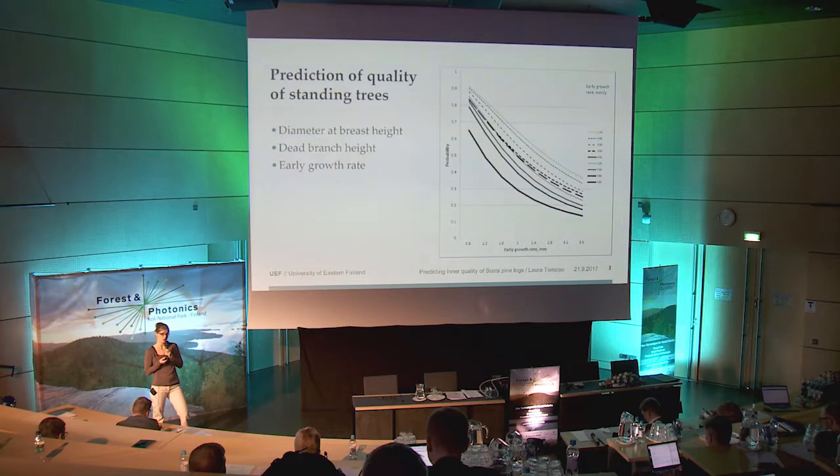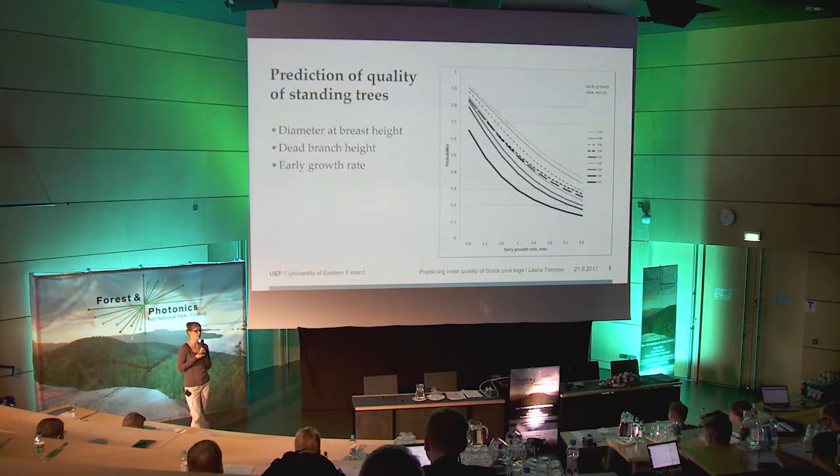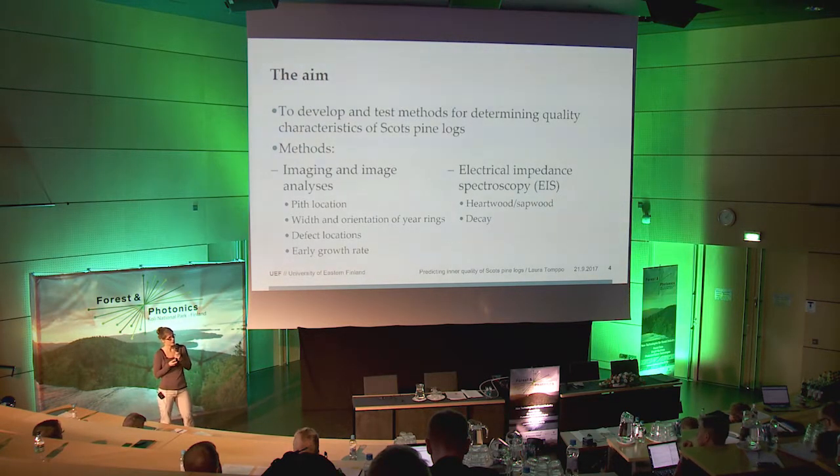I found this research paper where it was concluded that the combination of these 3 parameters would be the best way to predict the quality of Scotch pine. But the last parameter, the early growth rate, is not a very practical parameter to be measured in the forest. Traditionally you would have needed an increment borer or such a device to do that. So now we are trying to see if new technologies can provide parameters for those quality prediction models.